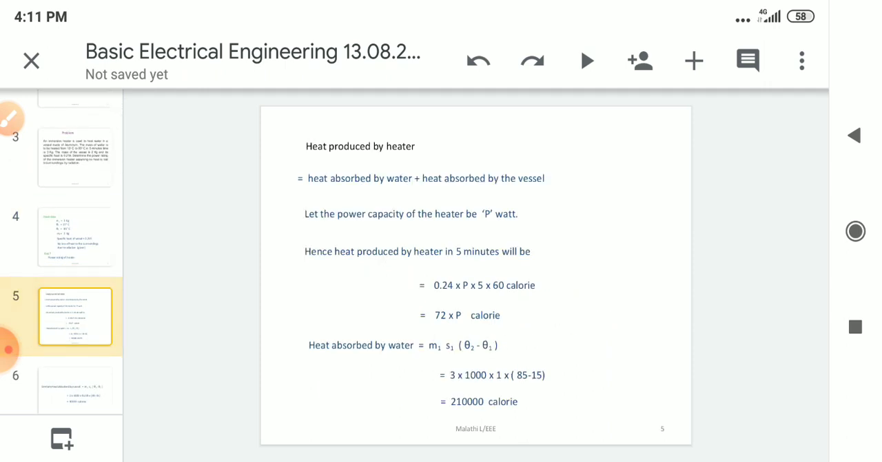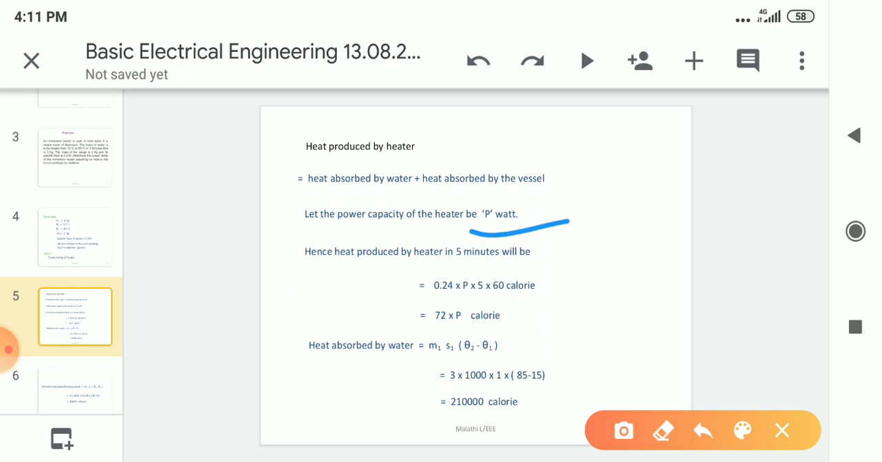Here heat produced by the heater is a combination of two things: heat absorbed by water plus heat absorbed by the vessel. The vessel is made of aluminium, right? That's why, here two things, water is there and vessel is there. That's why M1, M2, two mass values are given. We have to find the power capacity. Let us take that power capacity as P. We don't know it. We have to find the value of P.